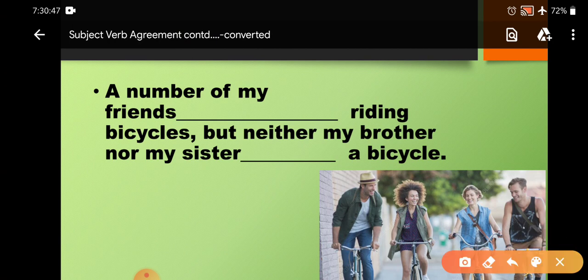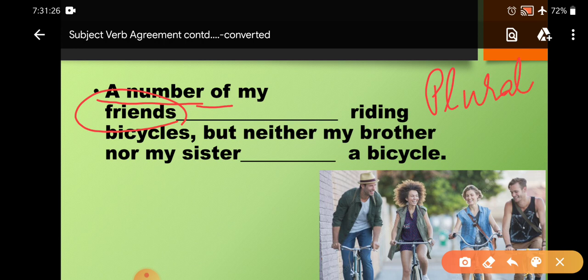A number of my friends dash riding bicycles, but neither my brother nor my sister dash a bicycle. A number of my friends. What did we learn? A number of, several of. It depends on the noun which follows. Now tell me, friends is singular or plural? It is plural. I think so.